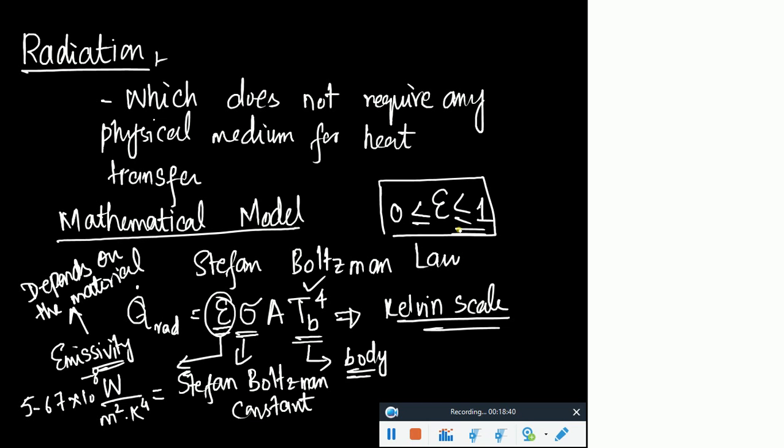Sir, what if we use the same material but polish with a different color, will the emissivity be the same? No, it would be different. Obviously it would be dependent on the material, whether you are talking about solid or fluid or gas, whatever you are talking about. And then it depends on the outer surface, what kind of color you have.